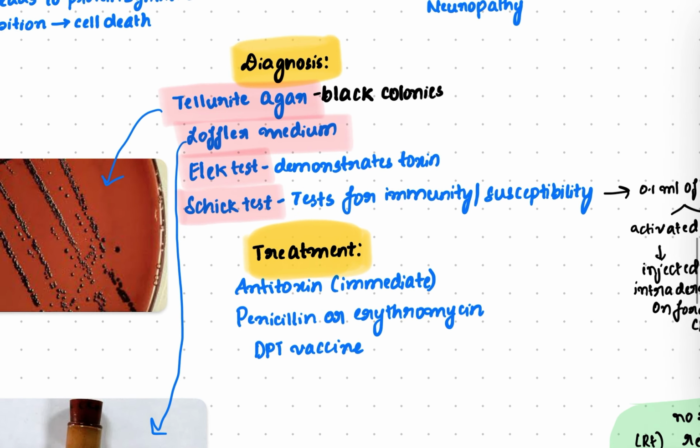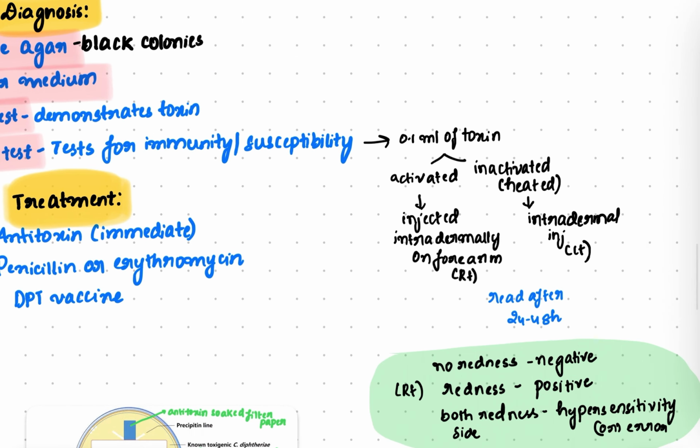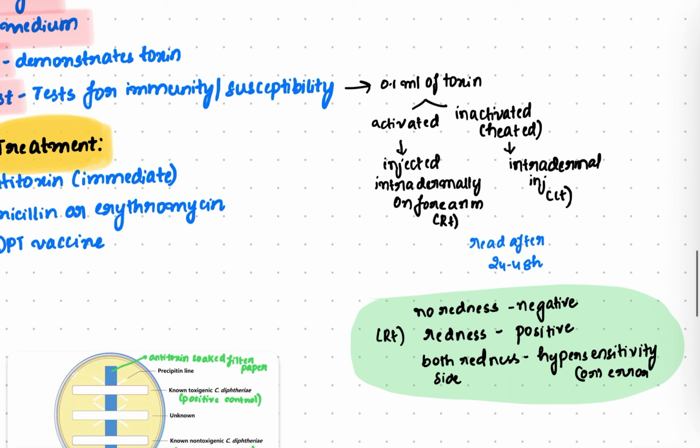The next test is the Schick test. It tests for immunity and susceptibility. We take 0.1 ml of the toxin, both activated and inactivated. Activated is used directly and inactivated is heated. The activated one is injected intradermally on the right forearm, say, and on the left forearm we inject the inactivated one intradermally. We wait 24 to 48 hours and then read the results.